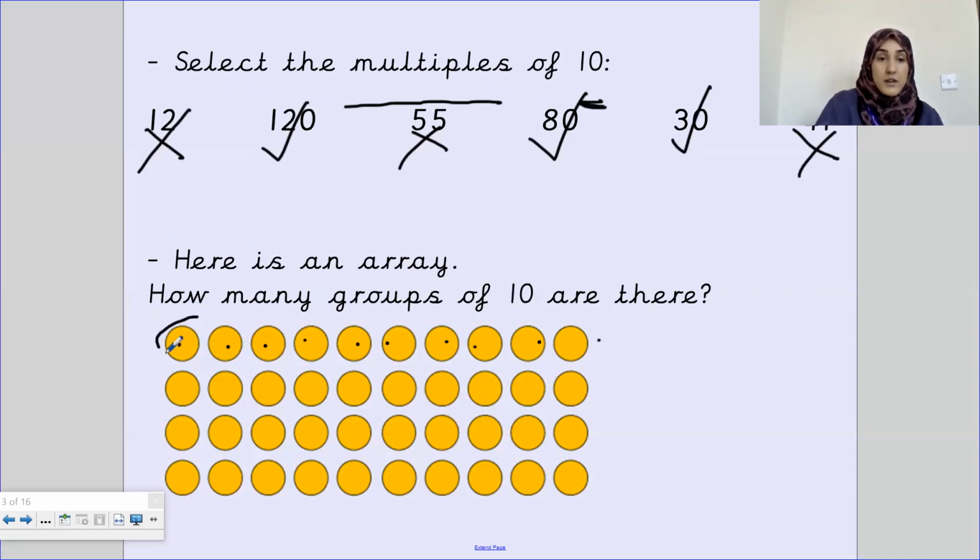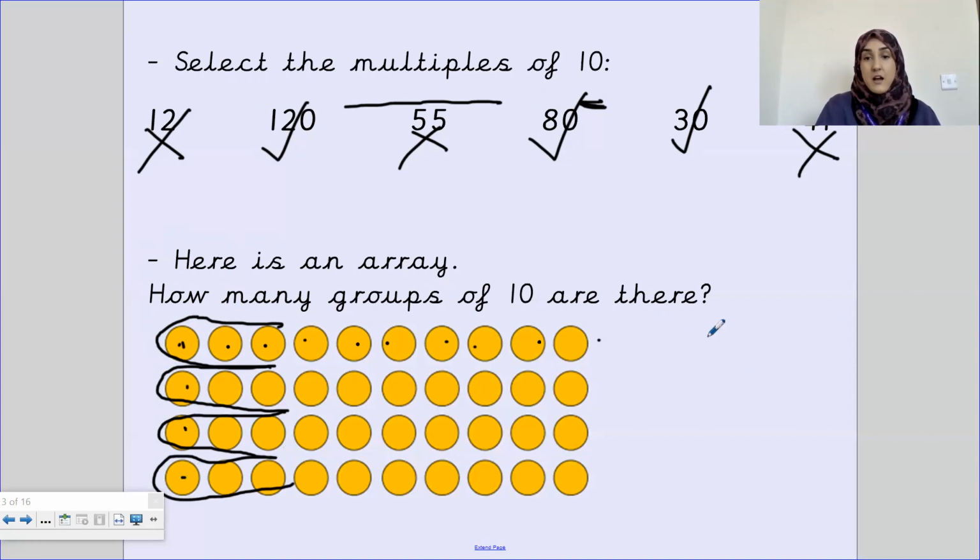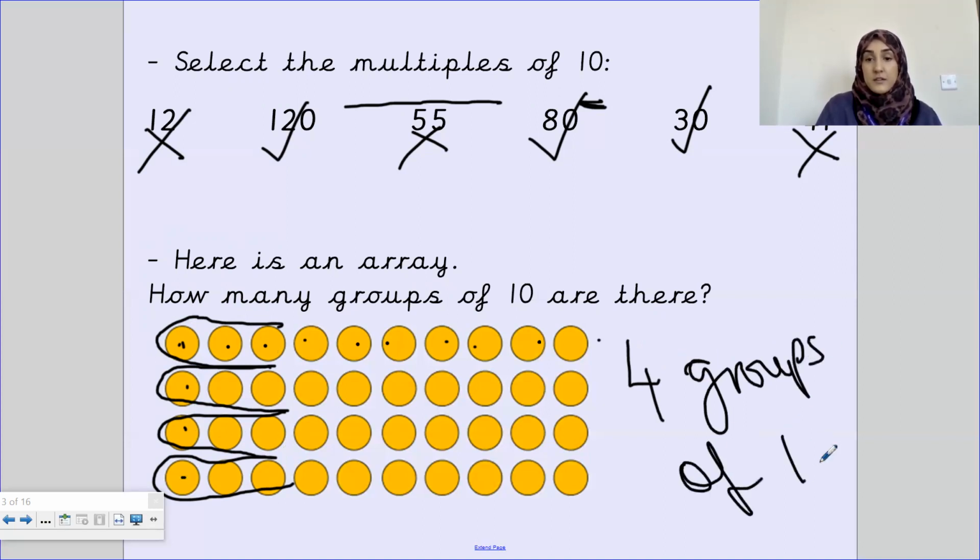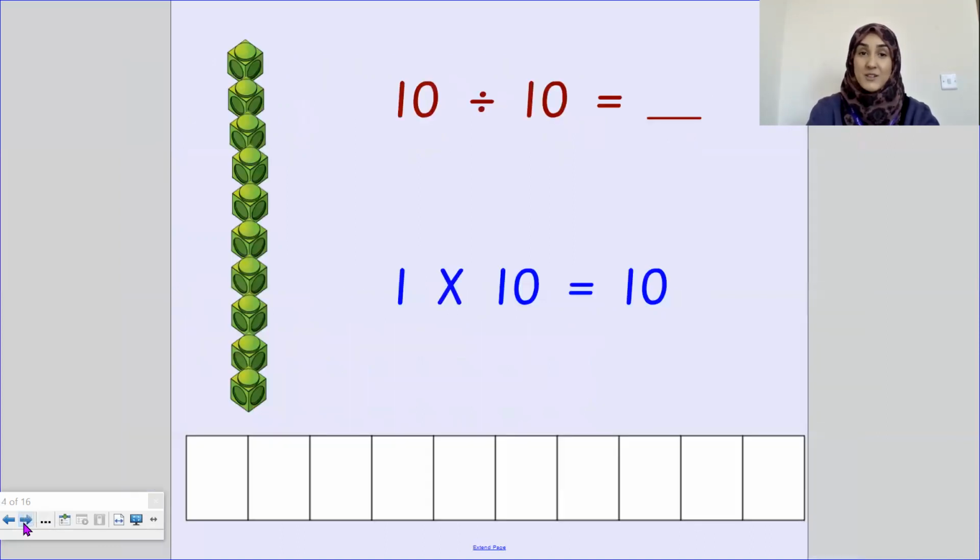So here's one row. I'm not going to do it all the way around because that will take me forever. Here is another row of 10. Here is another row of 10. And here is another row of 10. So I've got 1, 2, 3, 4. So there are 4 groups of 10. Okie dokie. Let's move on to the next part.